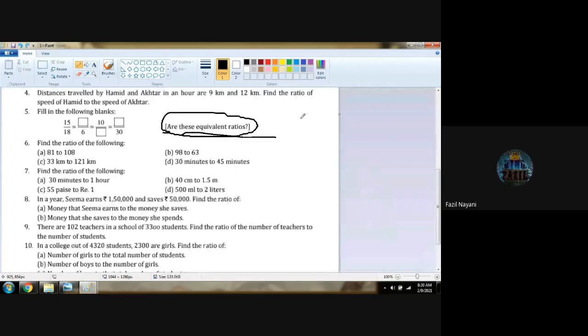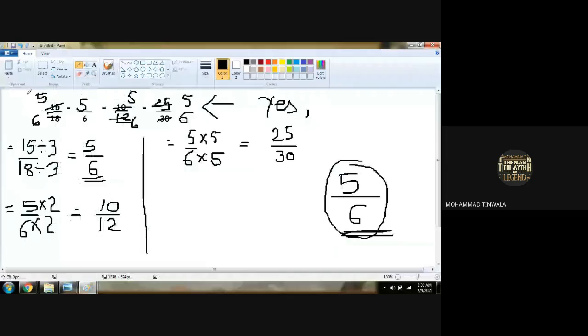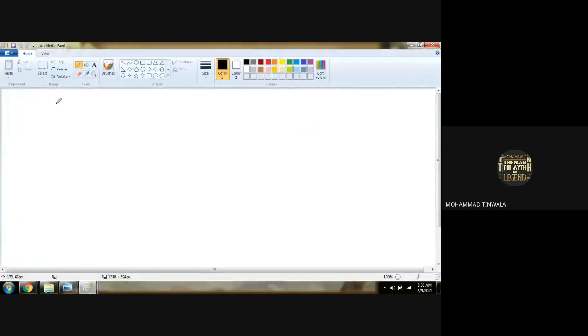Very good. Question number 6. I will do only one sum from question number 6, the first sum. The rest of the three sums will be the same. Find the ratio of the following. We have to find simply the ratio of the following. What is the method to find the ratio? 81 is to 108.